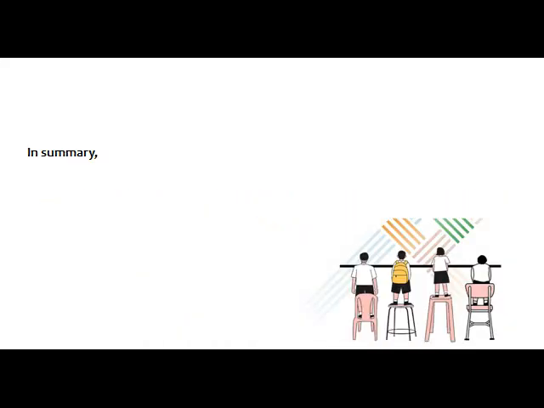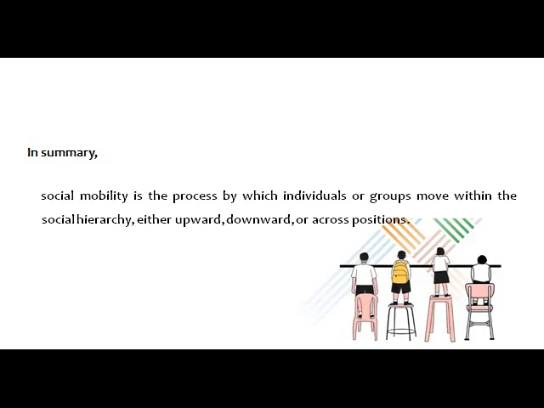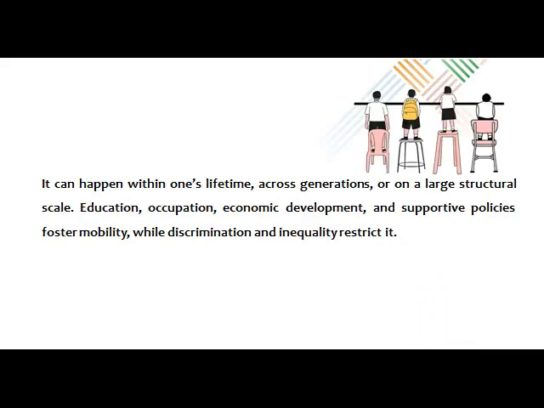In summary, social mobility is the process by which individuals or groups move within the social hierarchy, either upward, downward, or across positions. It can happen within one's lifetime, across generations, or on a large structural scale.